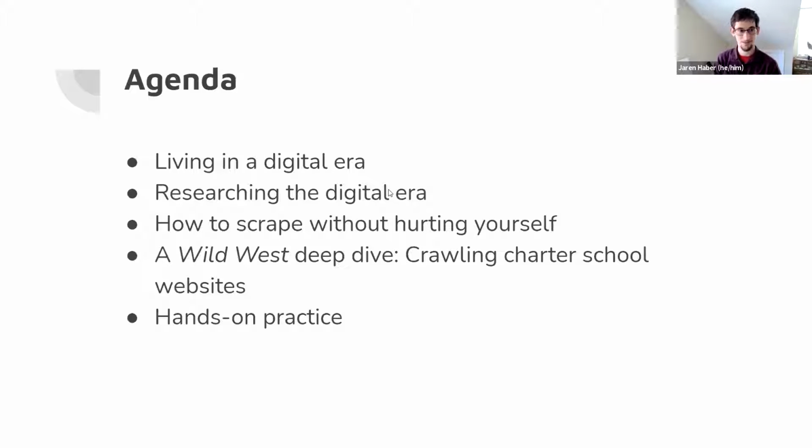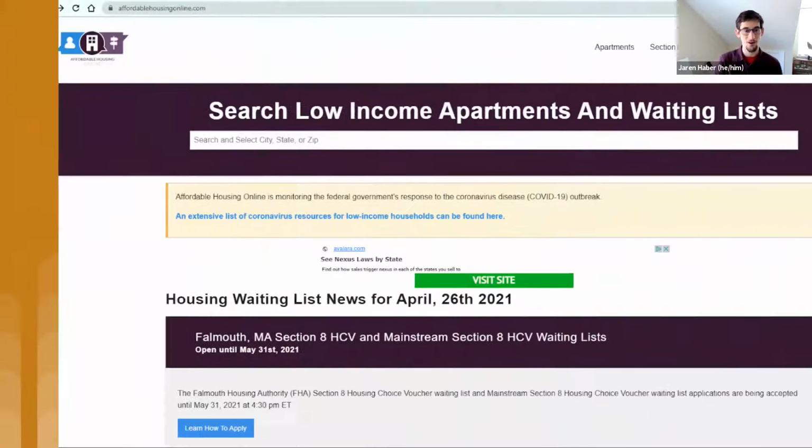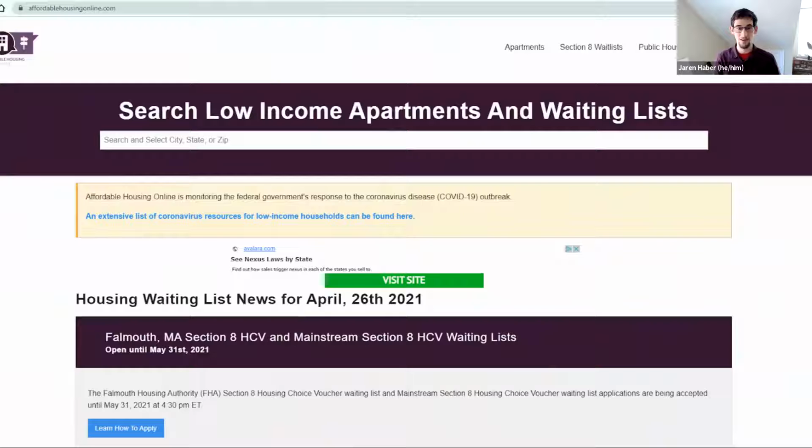All right, so jumping in. Yes, we live in a digital era. Everything is online. If you want to find a low-income apartment, there's an incredible database at affordablehousing.online.com for all over the country. All 2,000-something housing authorities are on there. Also a great place to get data, which is something some folks in sociology here at GU are working on.